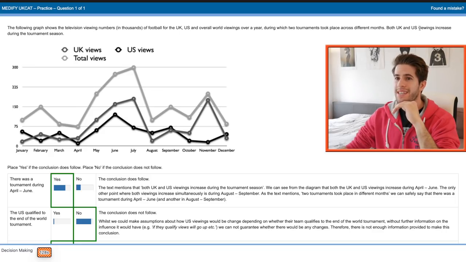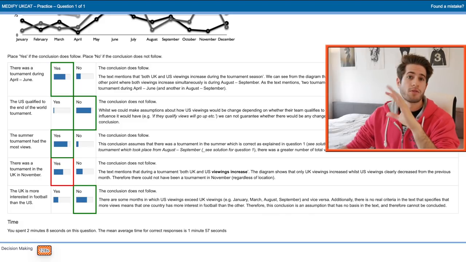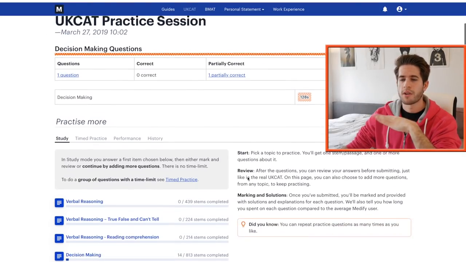UK and US viewings increased during tournament season. And over here, I incorrectly looked at this line and said, yep, they're increasing, whereas this line is just for the UK. The US viewings actually decreased, which means that there was no tournament during that season. So that's my bad. So generally for these types of questions, assumptions are gonna be a no.